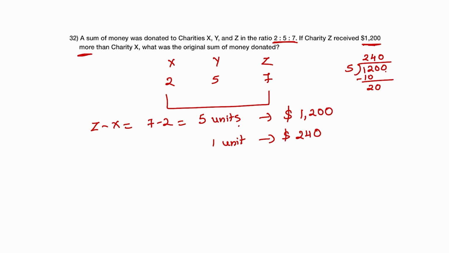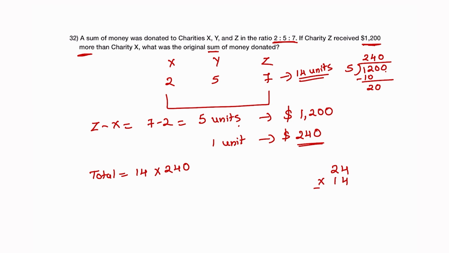And they're asking us the original sum of the money, right? So how many units do we have here? 2 plus 5, 7. 7 plus 7, 14 units we have in all. And each unit is $240. So we say total equals 14 units, right? Times $240. So let's do the calculations here.